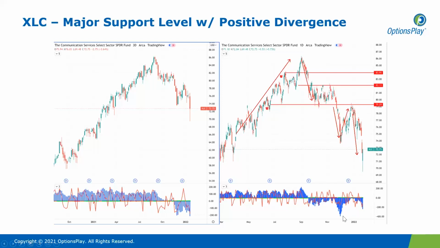But what you'll notice is something called positive divergence. So basically, it's when momentum does not confirm a new lower low. As we can see here, when price made a lower low, momentum spiked lower. But in the more recent lower low, momentum has actually made a higher low. So price made a lower low, but momentum made a higher low. That's positive divergence, and that is actually quite a bullish indicator.